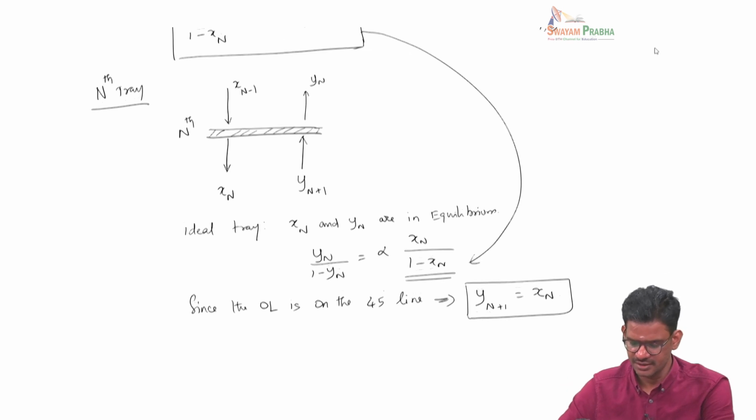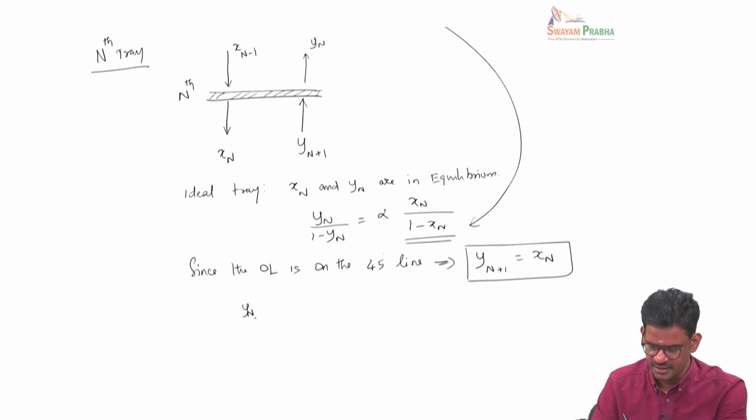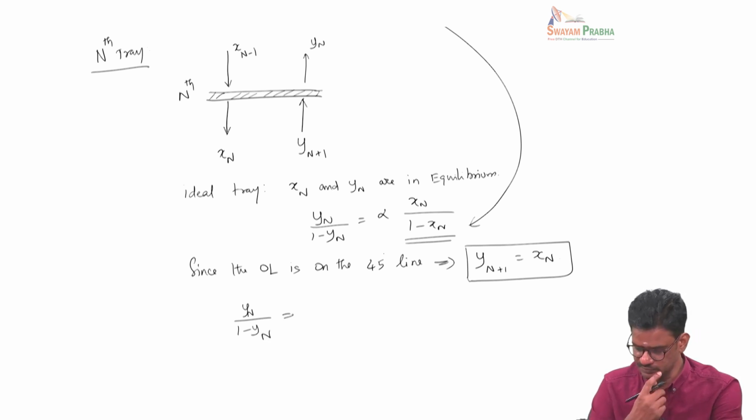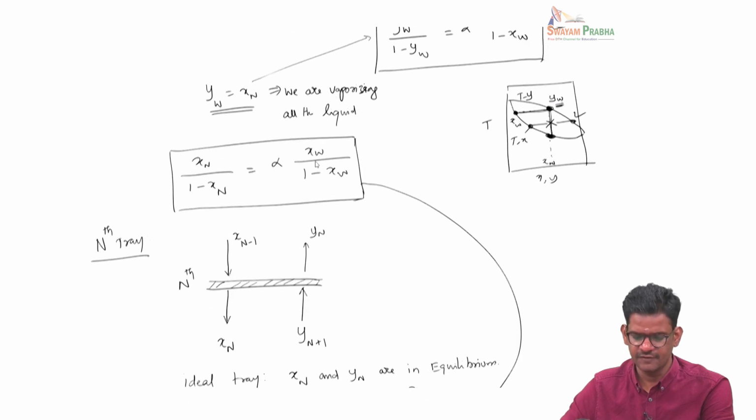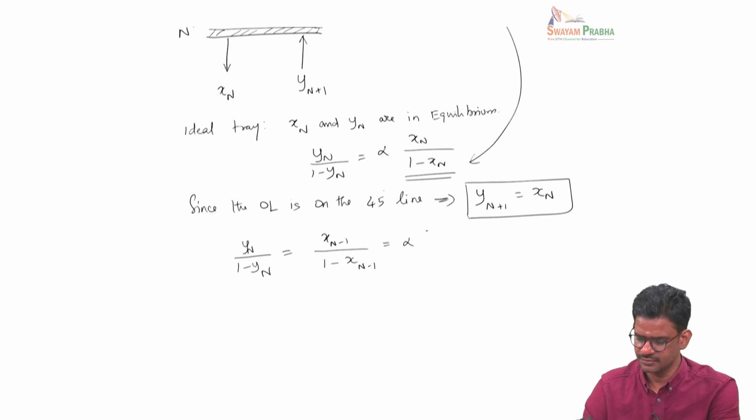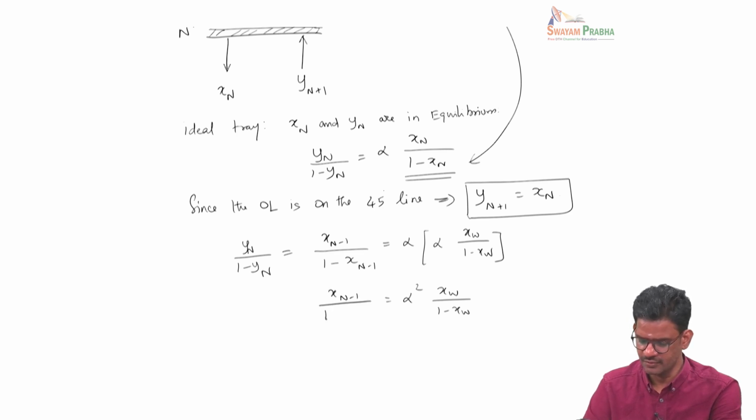So let us write here yn by 1 minus yn. This can be written as xn minus 1 by 1 minus xn minus 1, that is equal to alpha times this xn by 1 minus xn, which is nothing but alpha times xw by 1 minus xw, alpha times xw by 1 minus xw. So you get alpha square times xw by 1 minus xw. This is the value of xn minus 1 by 1 minus xn minus 1.